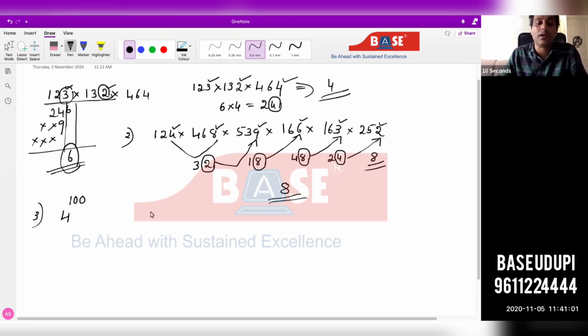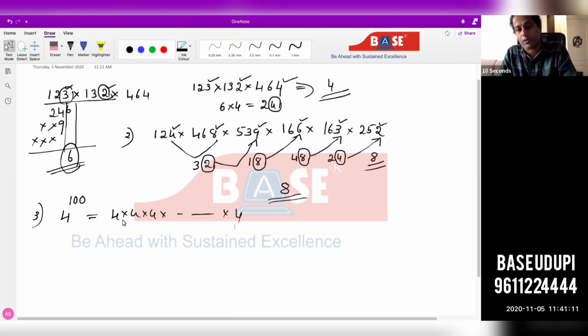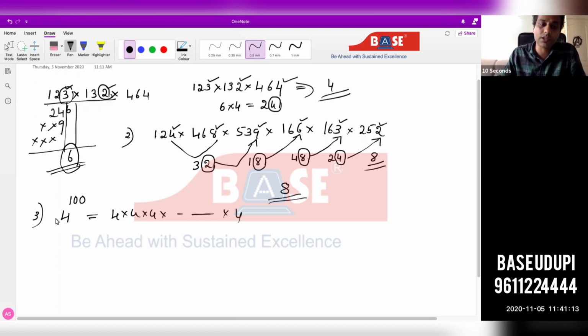What does 4 to the power 100 end with? It is 4 into 4 into 4 into 4, 100 times, isn't it? Every time the number ends with 4. Even if it is 104 to the power 100, it is 104 into 104 into 104, but it is the same as 4 into 4 into 4, because what matters is only the last digit.